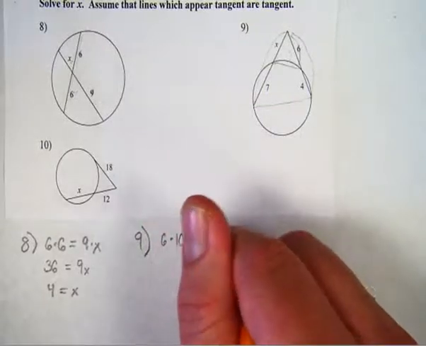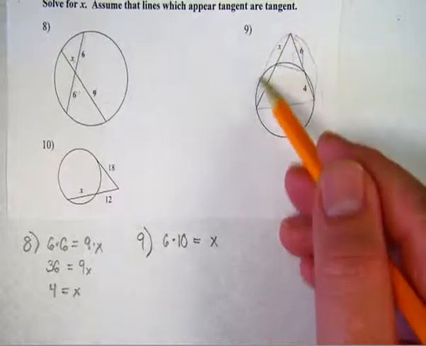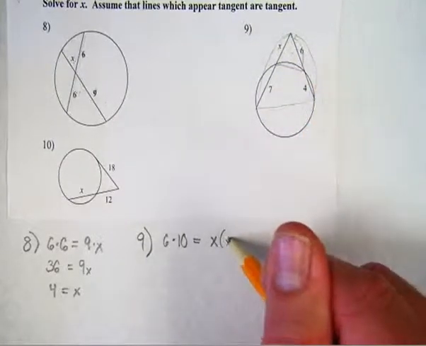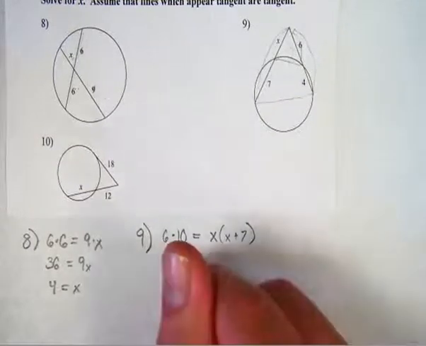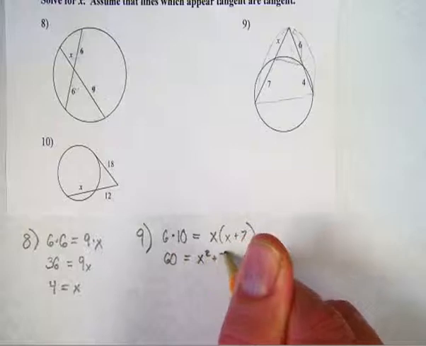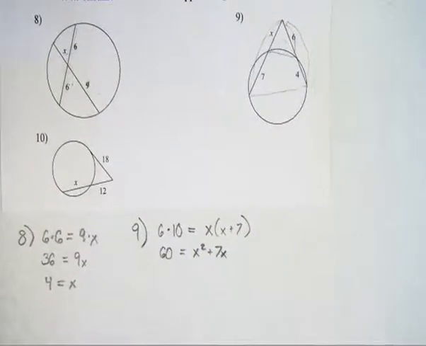Now, I need to set that equal to the smaller one times the bigger one. Well, to get the bigger one, you add these two together. X plus 7 is simply x plus 7. And so now I just simplify this as best I can. That's x squared plus 7x. And now I have a quadratic that I need to solve.